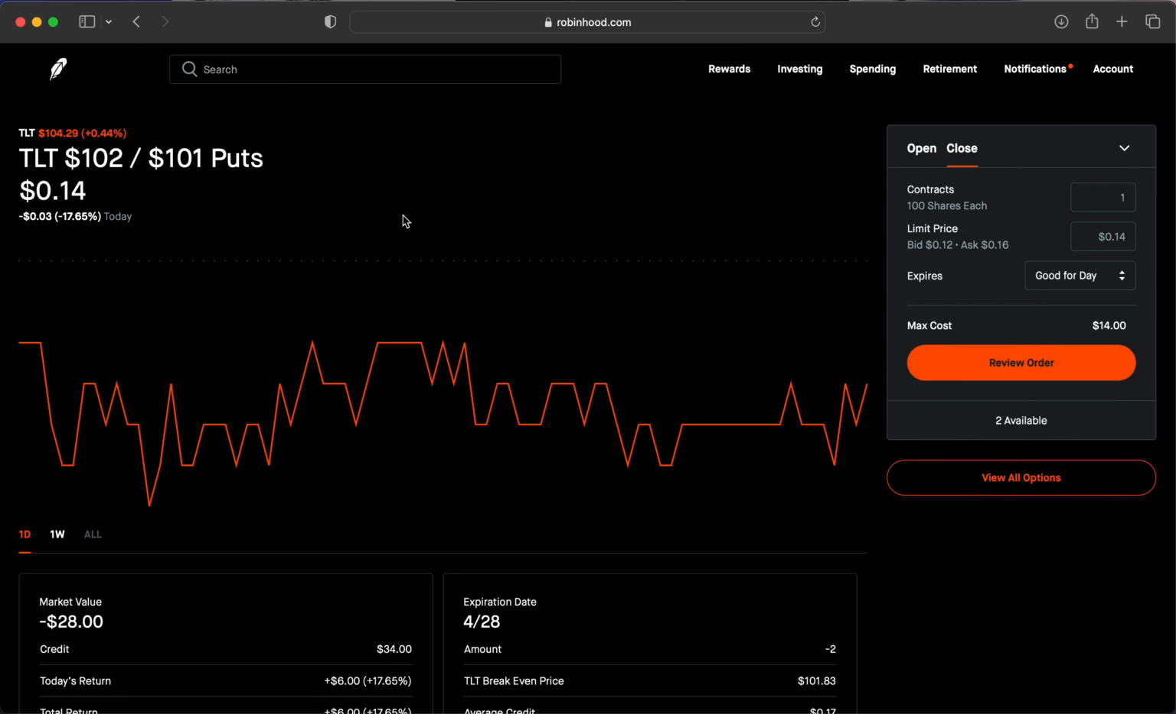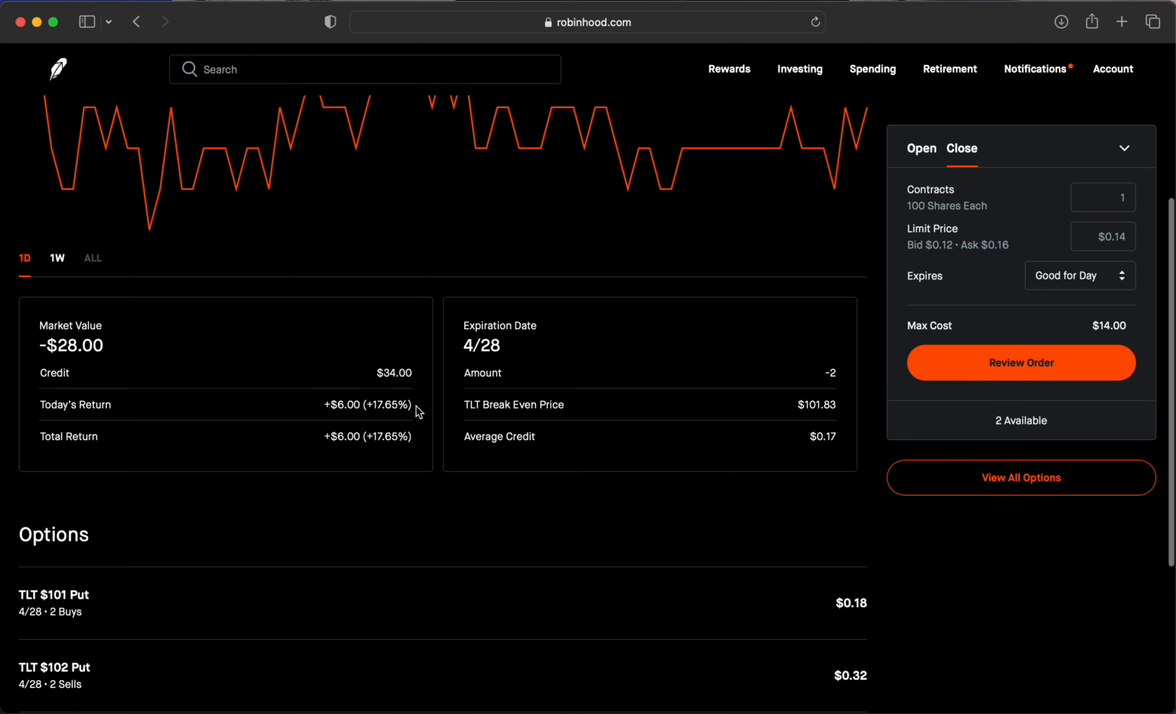I'm going to click on this trade. This trade is going to show me what my return is, what my credit is, what the market value is, and what happened when I bought it. You can see here the expiration date is 4/28. I own two put credit spreads, my break-even price where I'm going to make money until it hits this price, and then I have my average credit.